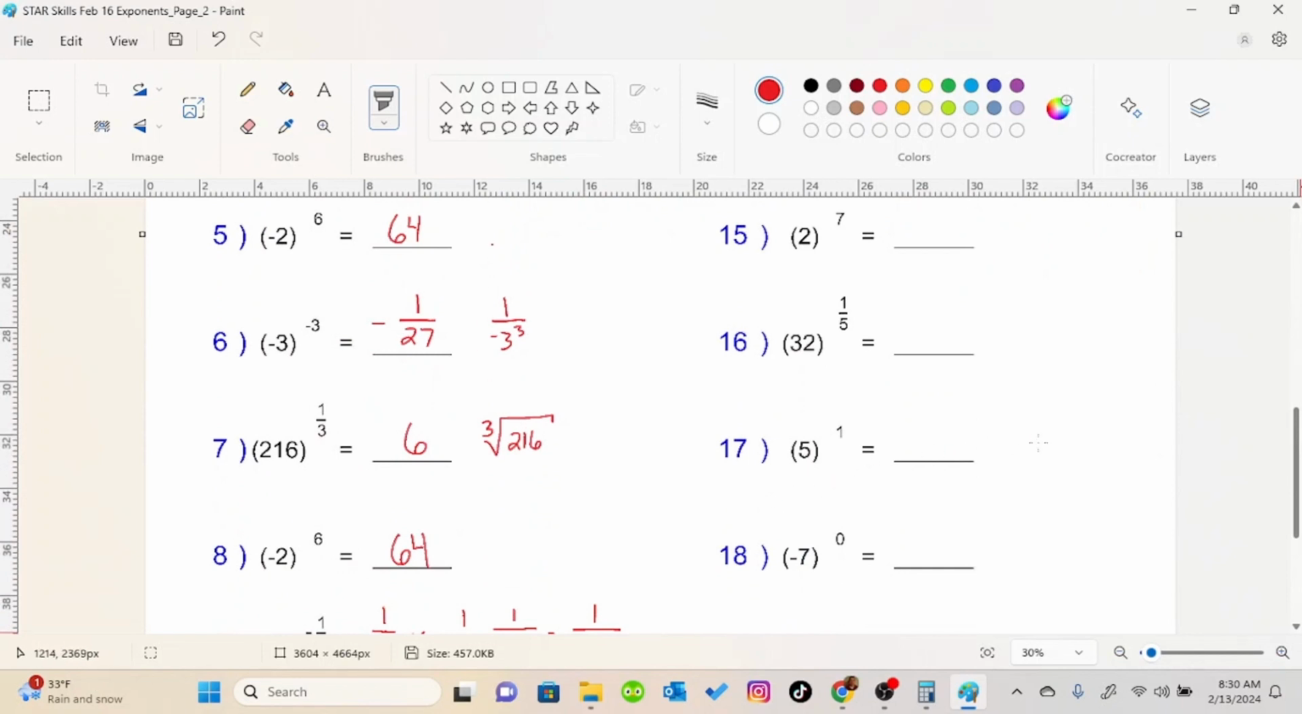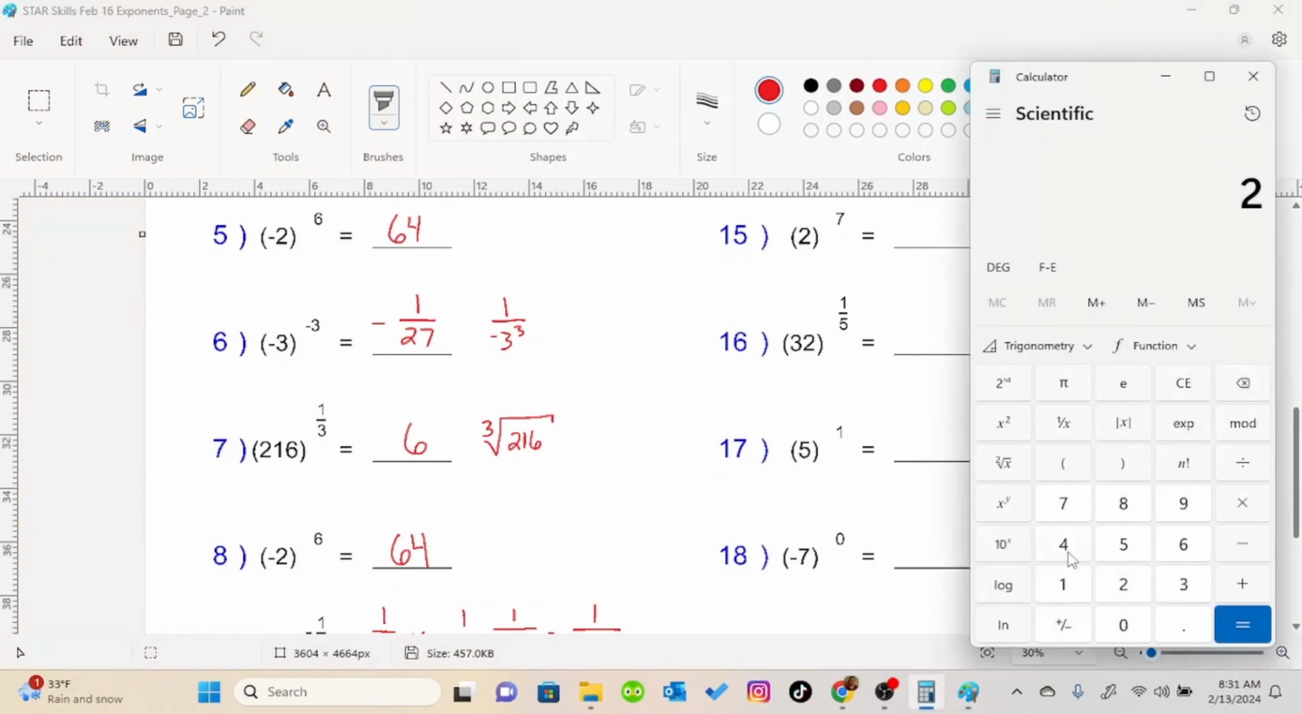Number 15. We have 2 to the power of 7. 2 to the power of 7 equals 128.